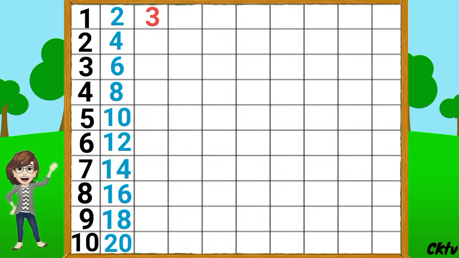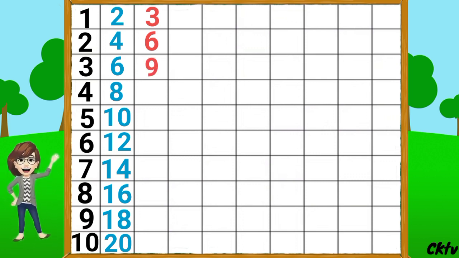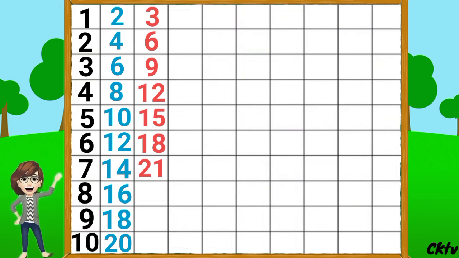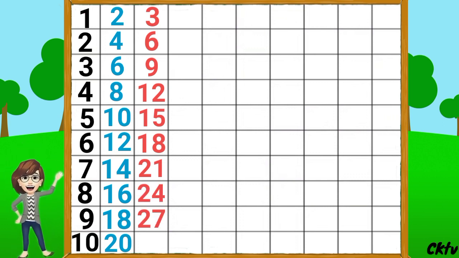Table of 3. 3 1 is 3, 3 2 is 6, 3 3 is 9, 3 4 is 12, 3 5 is 15, 3 6 is 18, 3 7 is 21, 3 8 is 24, 3 9 is 27, 3 10 is 30.